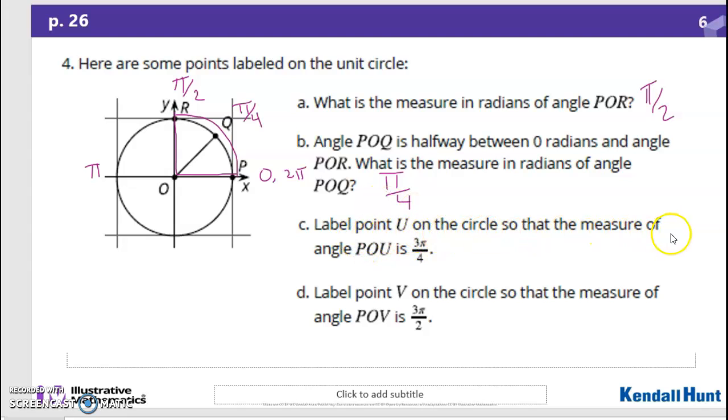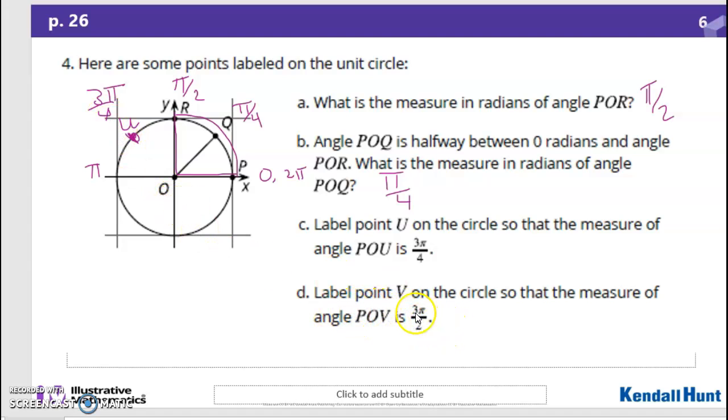Label the point U on the circle that has a measure of POU is 3 pi over 4. So POU, if this is 1/4, a half is 2/4, then we need to go to 3/4. So this would be where U would be located at 3 pi over 4. It's 3/4 of the way counterclockwise around the circle. The whole circle is 2 pi. That's the circumference of our circle. Halfway is pi, and we're halfway in between a half and a whole, so 3/4.